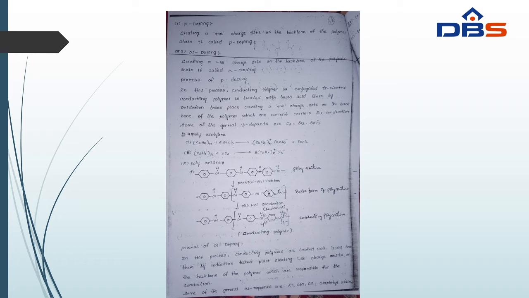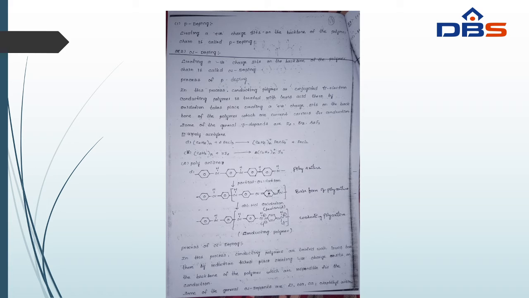First, the process of p-doping. In this process, a conjugated pi electron conducting polymer is treated with a Lewis acid. Thereby, oxidation takes place, creating a positive charge that sits on the backbone of the polymer, which are current carriers for conduction. Some of the general p-dopants are iodine, bromine, AsF3, etc.